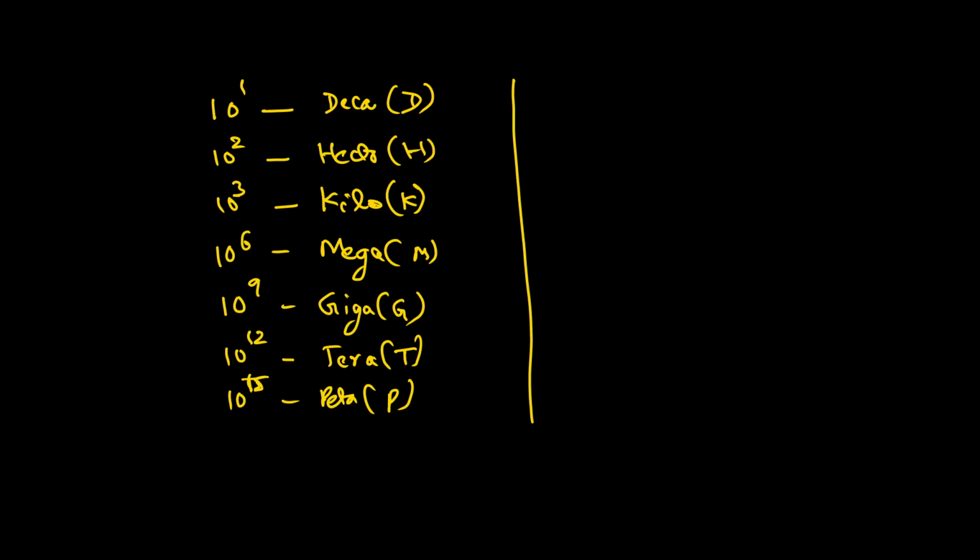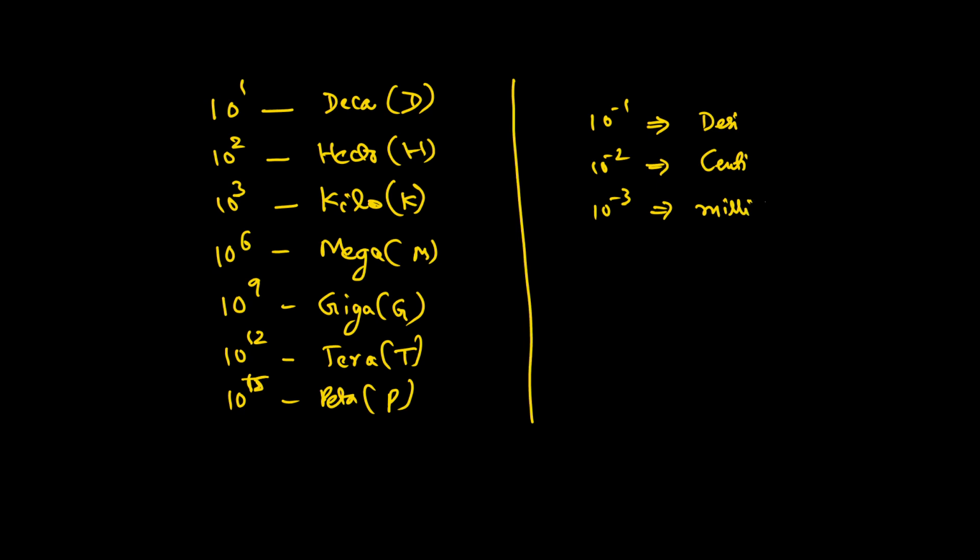And if you take the negative powers, like 10 to the power of minus 1, 10 to the power of minus 2, these types of values, with the negative powers the values are defined like this. This is deci. 10 to the power of minus 2 is centi. And similarly, 10 to the power of minus 3 is milli.